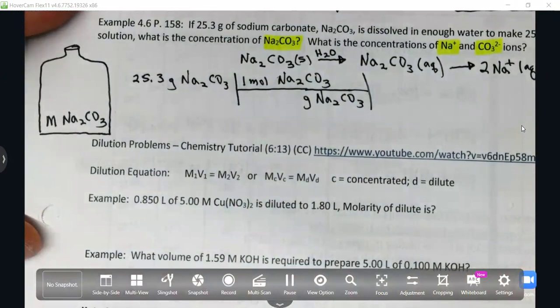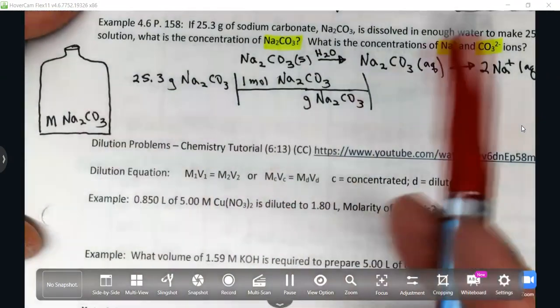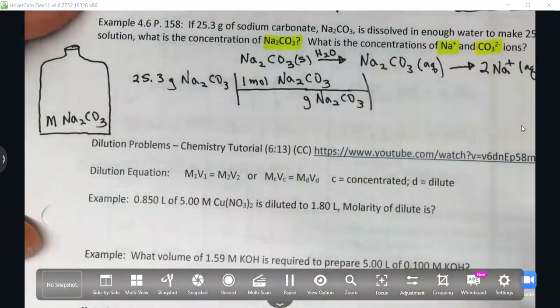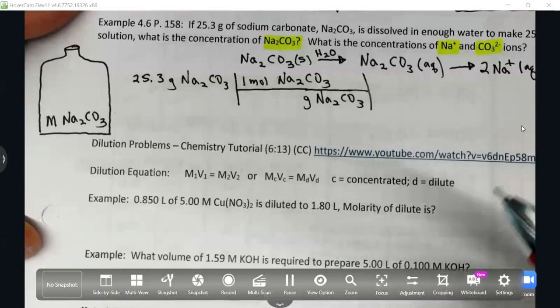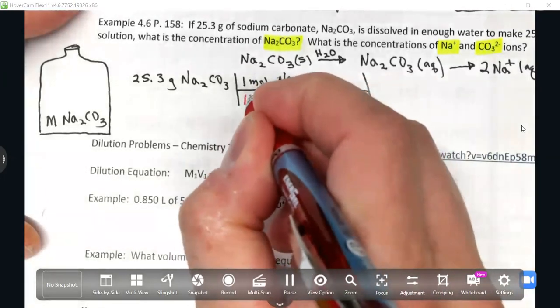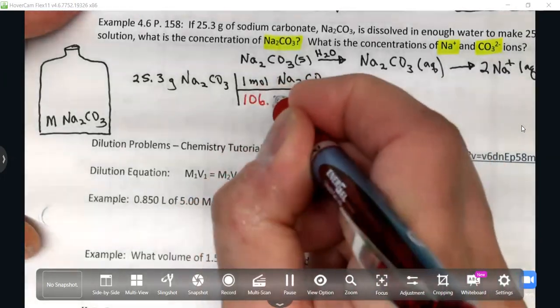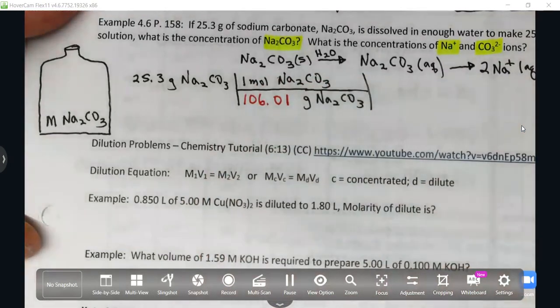And the grams is 2 sodiums, 1 carbon, 3 oxygen. What do we get? 106.01.